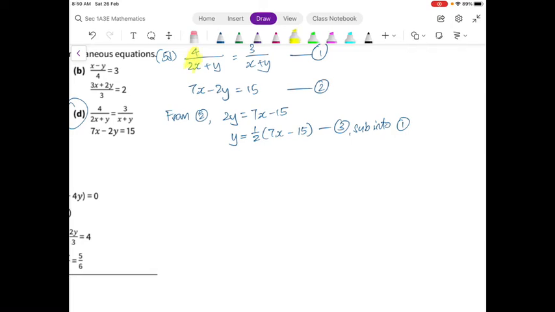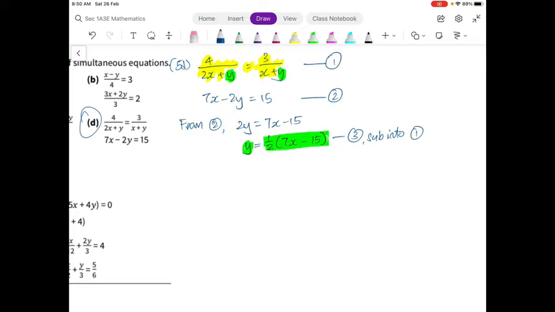Okay, now again we are going to copy down everything we see here except for the y, because we are going to replace every instance of y with what we just developed in equation number 3. So go ahead, do it properly, calmly, slowly. Now I'm copying down whatever is in yellow, 2x plus, and now the y value, we are going to substitute half of 7x minus 15. On the other side, 3 over x plus, now half again, 7x minus 15.